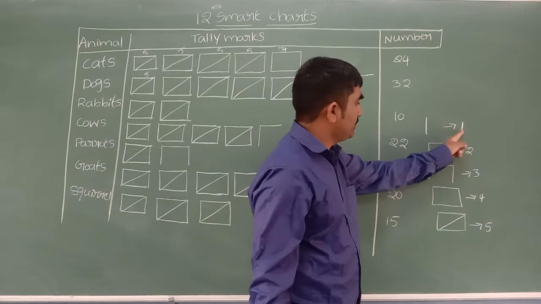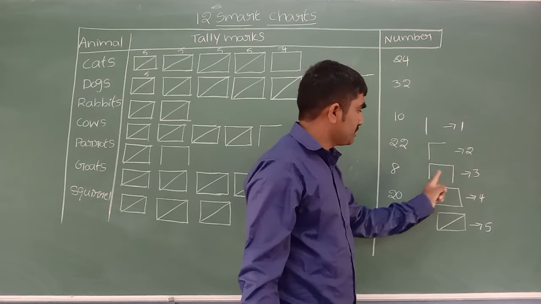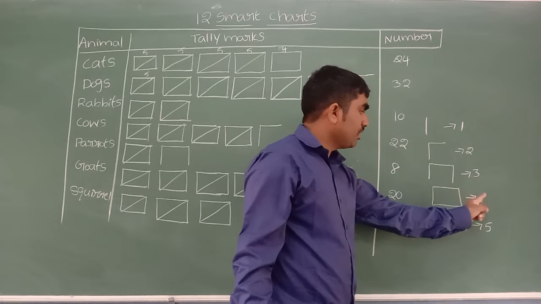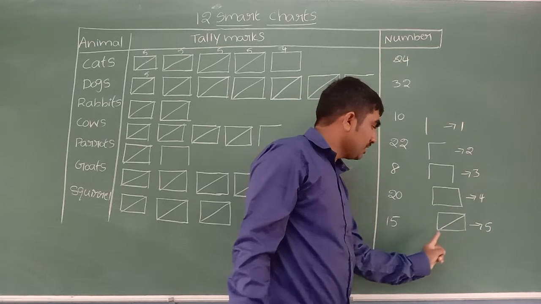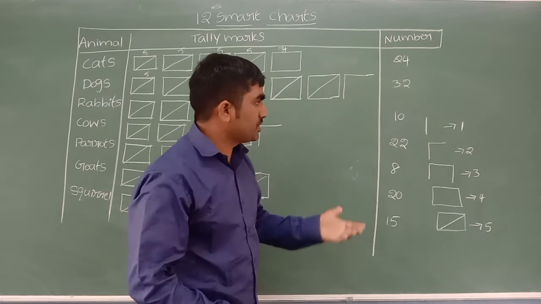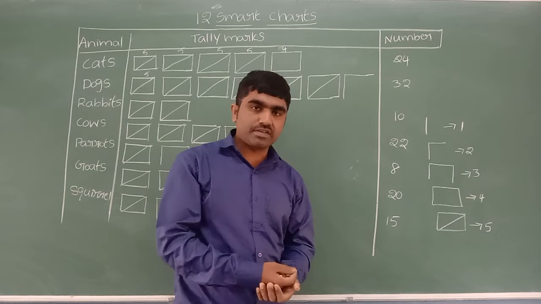One vertical line is one. You can see two students. 3 sides are there, 3 students. 4 sides are there, 4 students. 4 sides and one diagonal gives us 5 students. Now let us see some questions based on this tally marks activity.